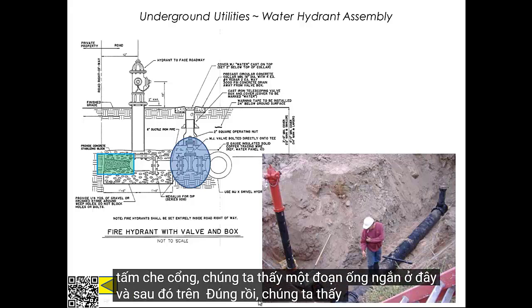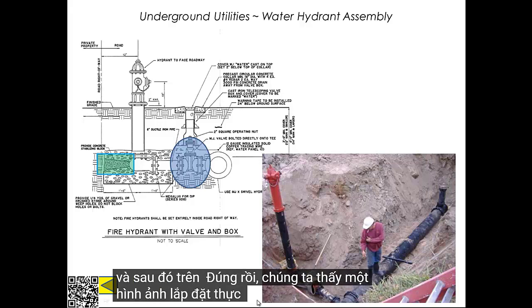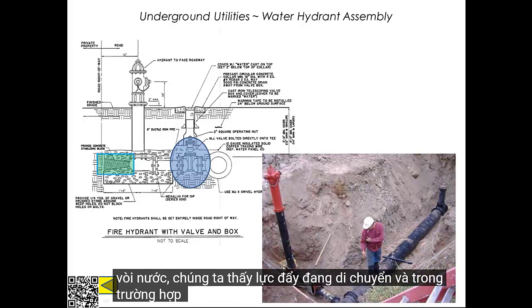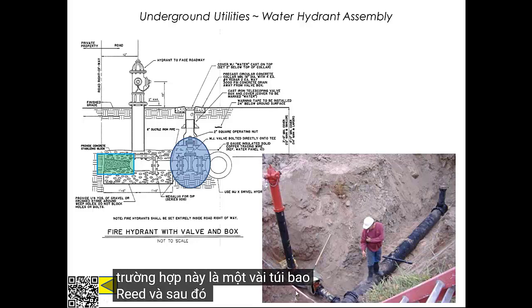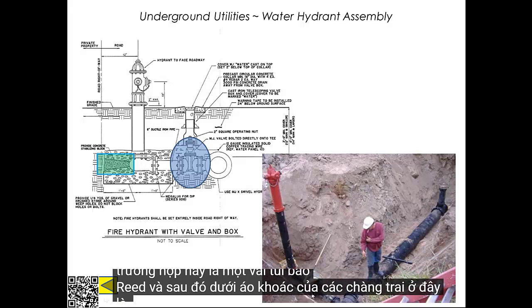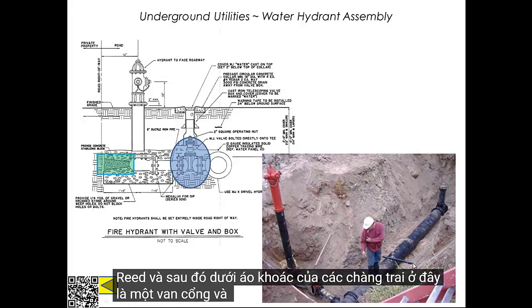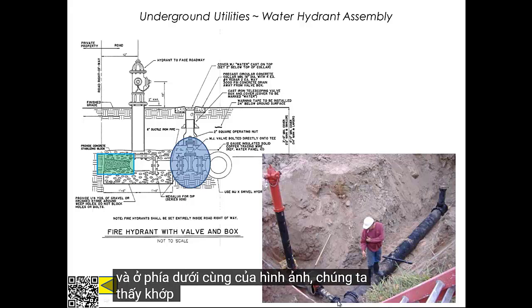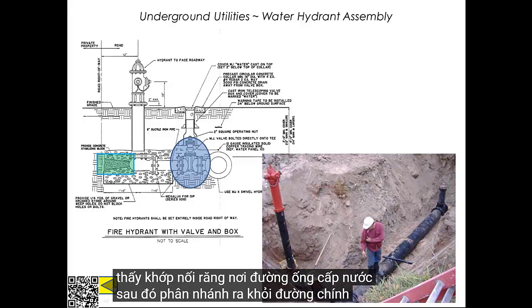And then on the right, we see an actual installation picture. And right behind the hydrant, we see the thrust blocking, and in this case, it's a couple of bags of sakrete. And then under the guy's coat here is a gate valve, and there's also a gate valve down at this end of the line here. And at the very bottom of the picture, we see the T-fitting where the hydrant line then branches off the main line.